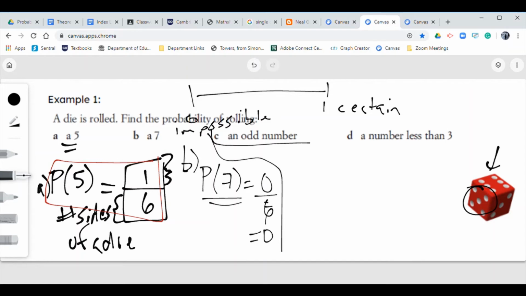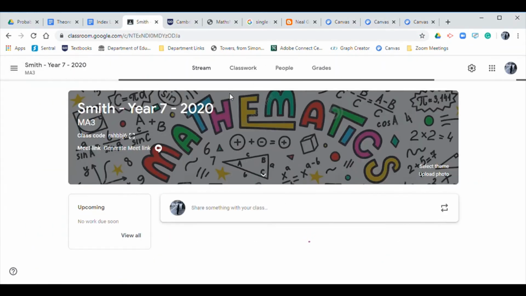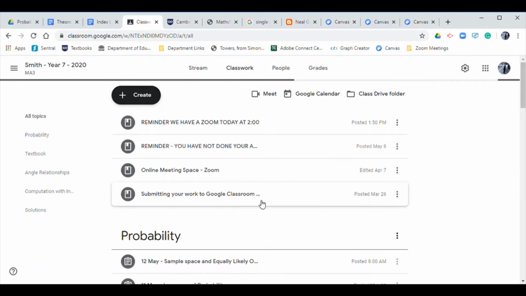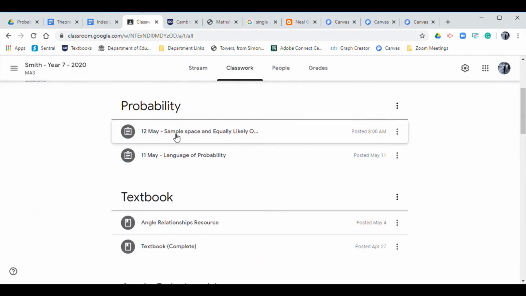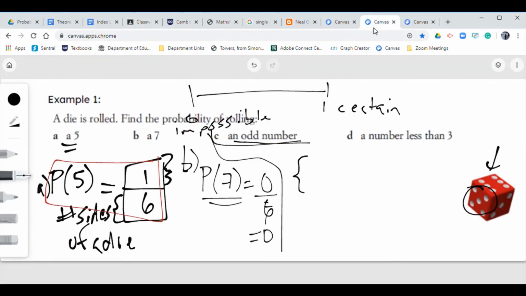Next we're going to look at an odd number. When we think about our odd number, we can think back to yesterday, when we talked about sample space in the video that I had given you. Right here, that's sample space. In our sample space, first we have to think about all the different numbers on a dice that are odd. That's going to be 1, 3, and 5. That represents our sample space, all the possible outcomes that are odd.